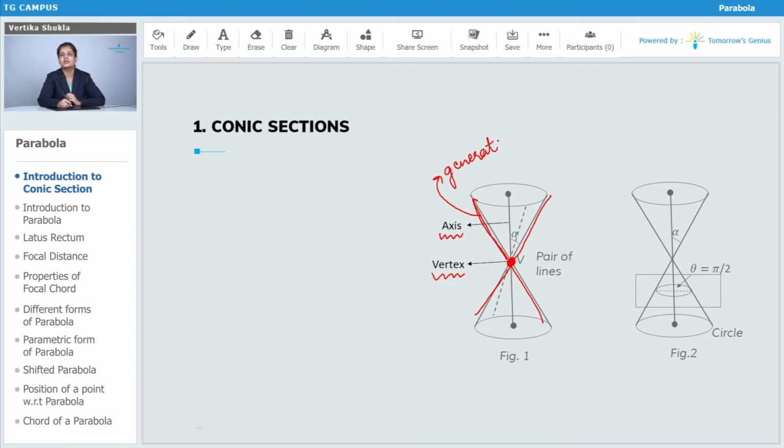This part is known as the generator of the cone, and if the plane is cutting through the generator, then you get the pair of straight lines which are intersecting at what point? They are intersecting at the vertex of the right circular cone.